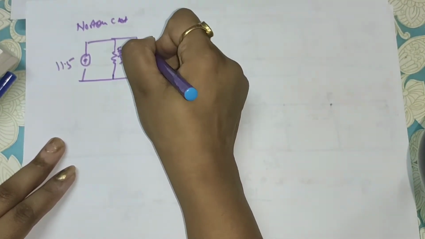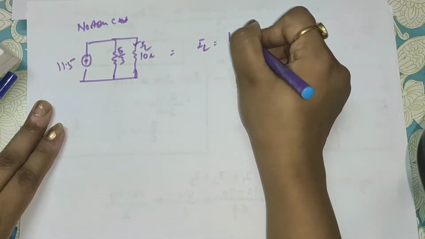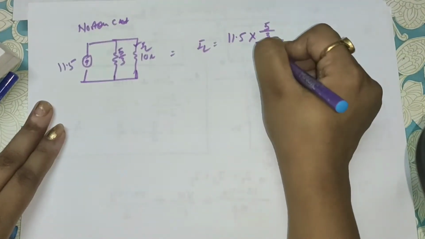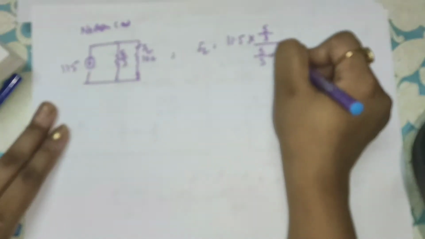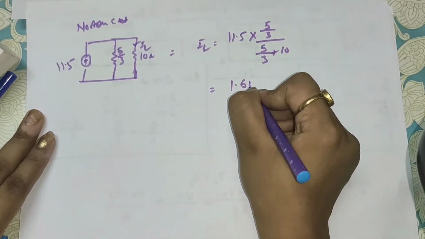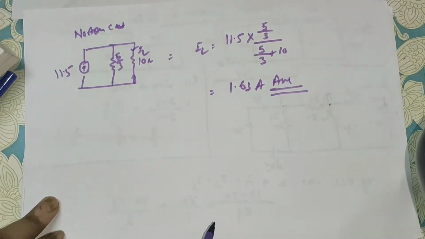So if you find IL, it will be by the current division rule, that is 11.5 into the parallel, that is 5 by 3 upon 5 by 3 plus 10. If you solve this, you will find that 1.63 ampere is your answer. So this is your question.